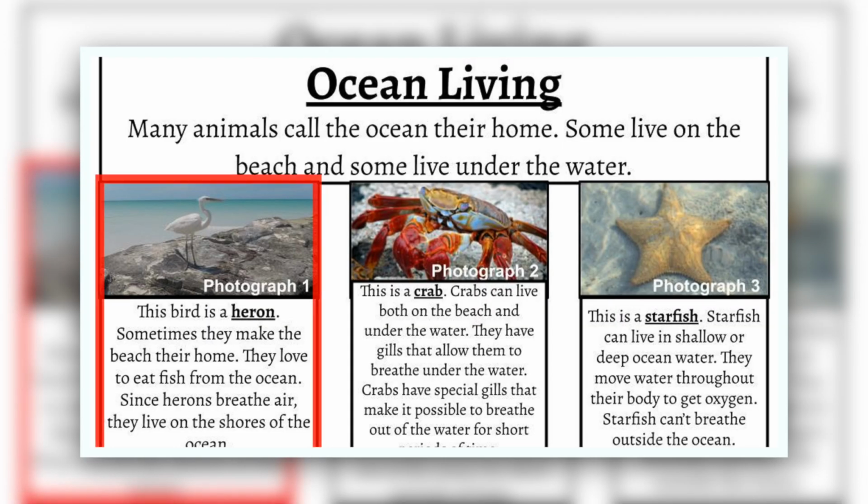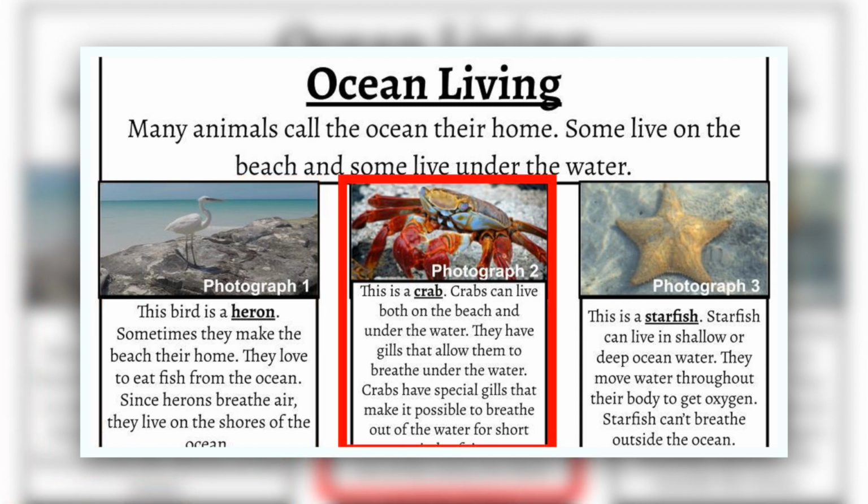Now that we know the main topic, let's see if we can pick out some key details. The key details will lead us to the author's point. In this caption, the author says that since herons breathe air, they live on the shores of the ocean. Here, the author offers evidence that crabs can actually live on the beach and under the water. This is because crabs have special gills that make it possible to breathe out of the water for short periods of time.